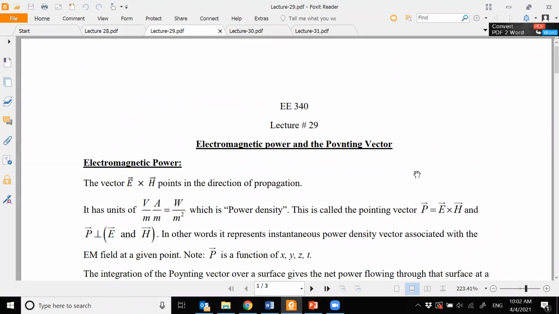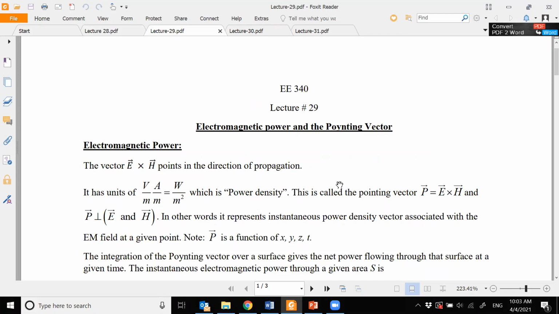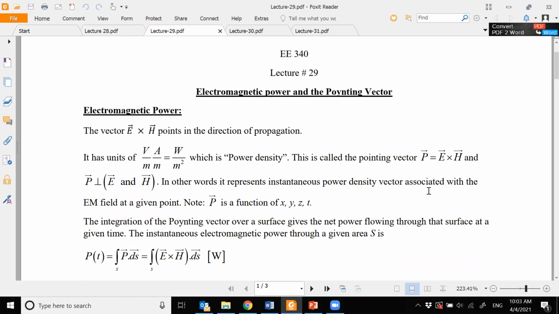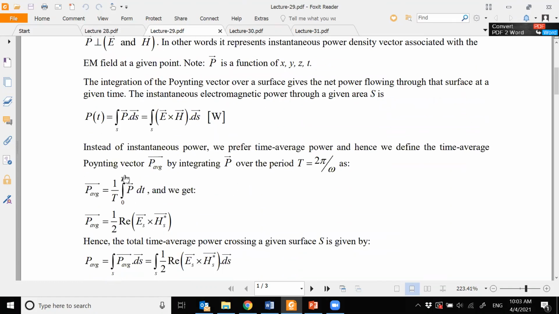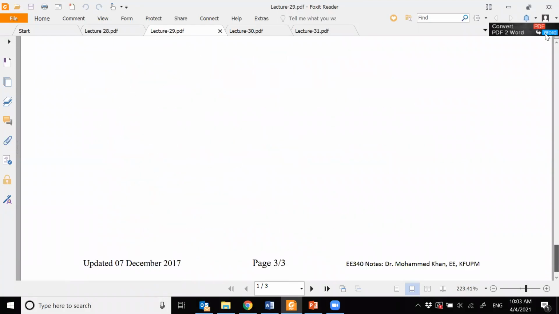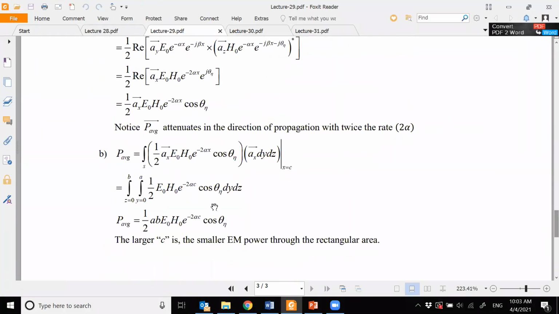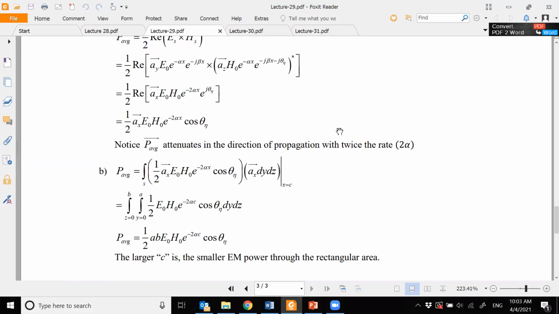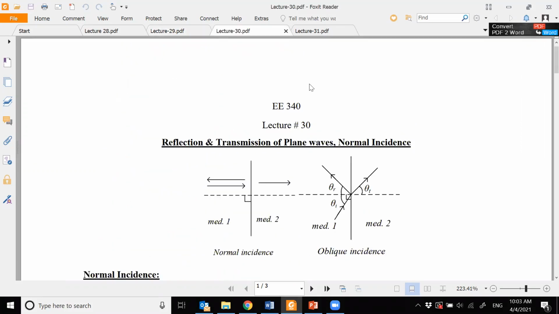And then in the last class, we looked at our electromagnetic power, which is your Poynting vector. We saw how the Poynting vector can be used to find the power density and the power carried by the electromagnetic wave. In fact, we looked at the average Poynting vector expression and how we can find the average power. So that was the last class. And we also saw, remember, that the power decays as a function of e power minus 2 alpha. That is, it decays at twice the rate compared to the amplitudes. So this was the quick review.